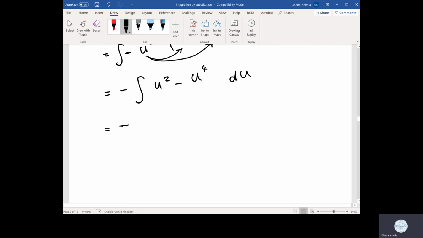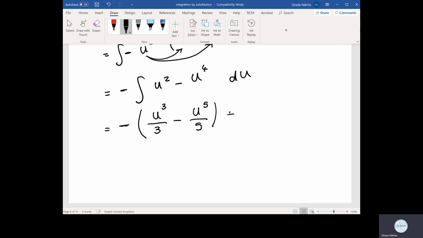Leave the minus alone. Bracket. Increase the power. When you integrate, you increase the power. Divide by the new power. Increase the u squared into u cubed divided by 3 minus u to the 4. Increase the 4. u to the 5 over 5 plus c.